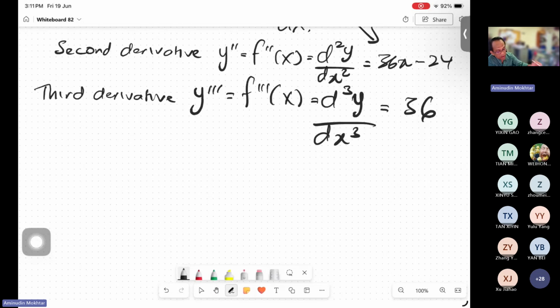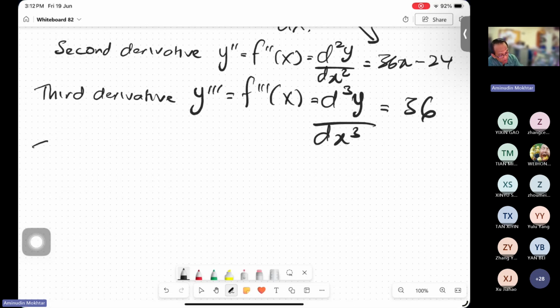And then so on. We can find the fourth derivative, fifth derivative, and then it depends on the question. What is the purpose of taking the higher order of derivative? It depends on the purpose. Maybe the question asks you to find the fourth derivative, third derivative, fifth derivative, and so on, and then you need to find the derivative step by step.